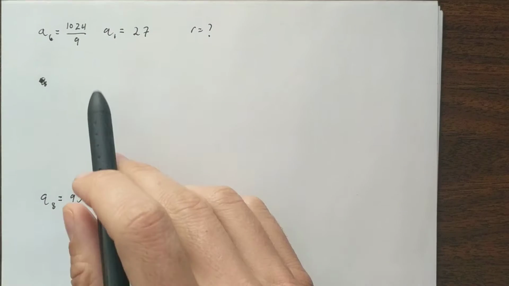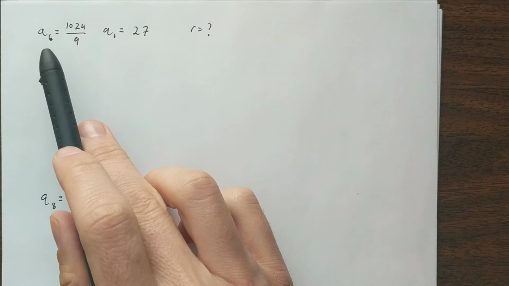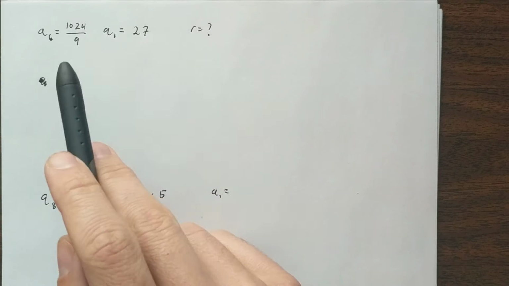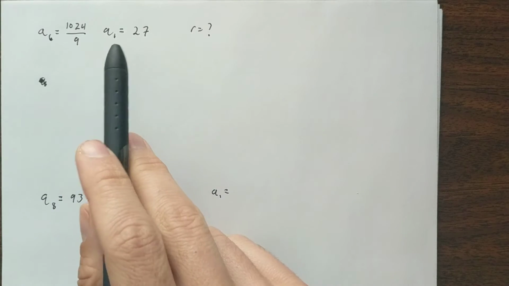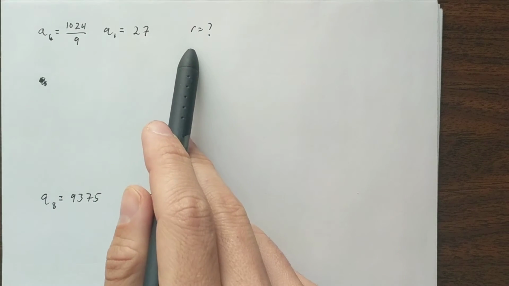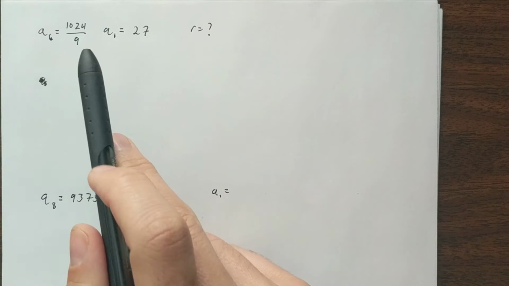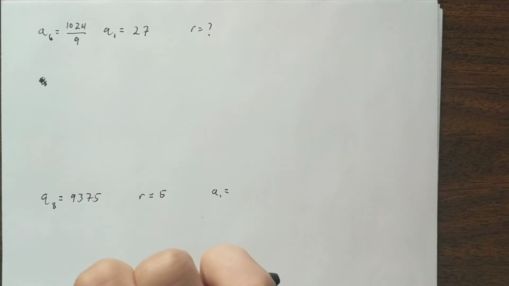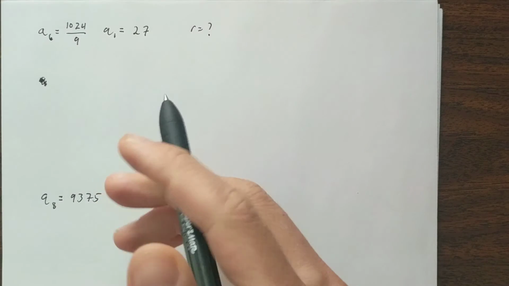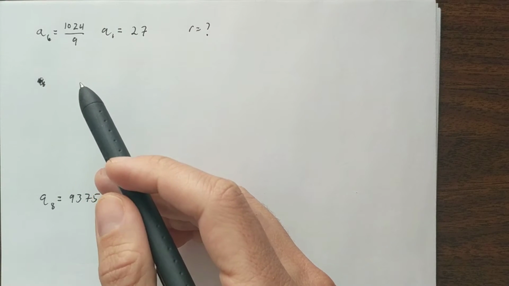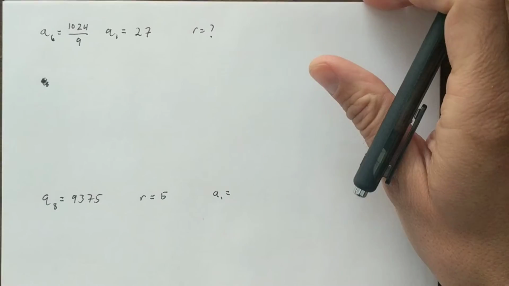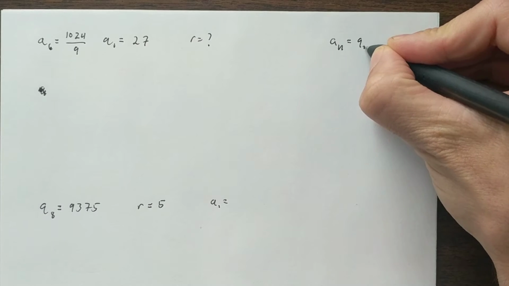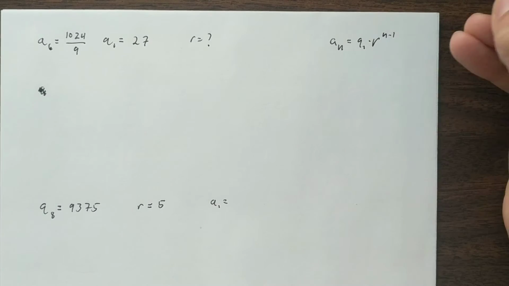But what happens if I give you just a random term and also the first term? Can you figure out all the other aspects? Really, if you can figure out the rate, that's good enough. So if I give you a random term and the first term, can you figure out the rate of a geometric sequence? Basically, we're going to use our explicit formula, right? And our explicit formula says a sub n equals a sub 1 times r to the n minus 1.